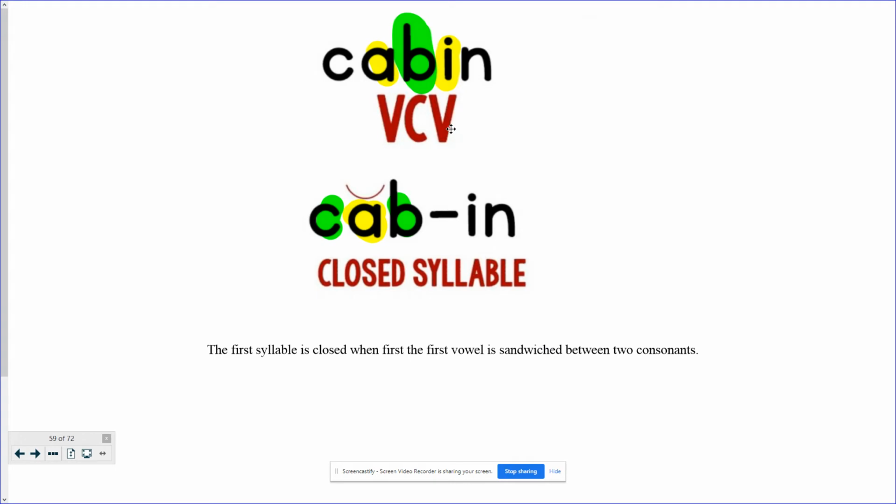If it's a vowel, consonant, vowel, and we only have one consonant before that, so we remember, we start with the first vowel, consonant, vowel, and then we look right before that. It's just one. So then it's closed, and this is a short sound. Cabin. And then you break it after the second consonant here. So it goes right here.